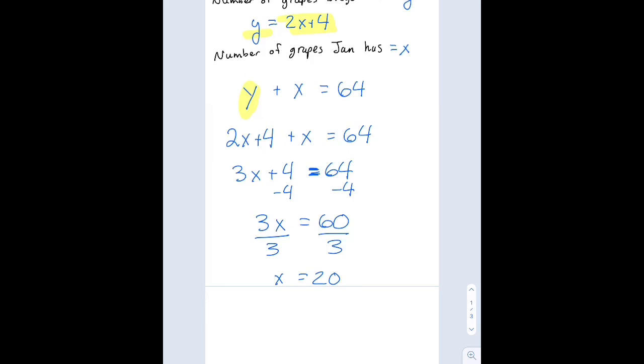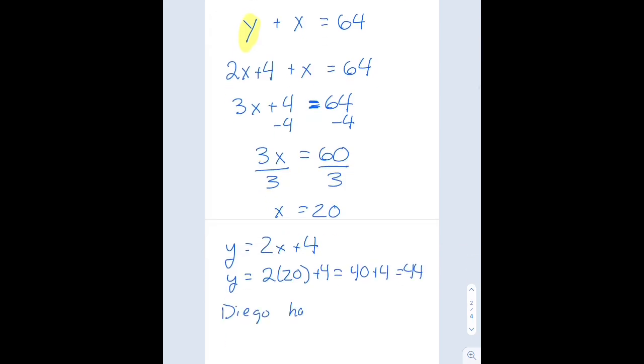Then I can come back up here to figure out the number of grapes that Diego has, 2x plus 4. And Diego had 44 grapes.